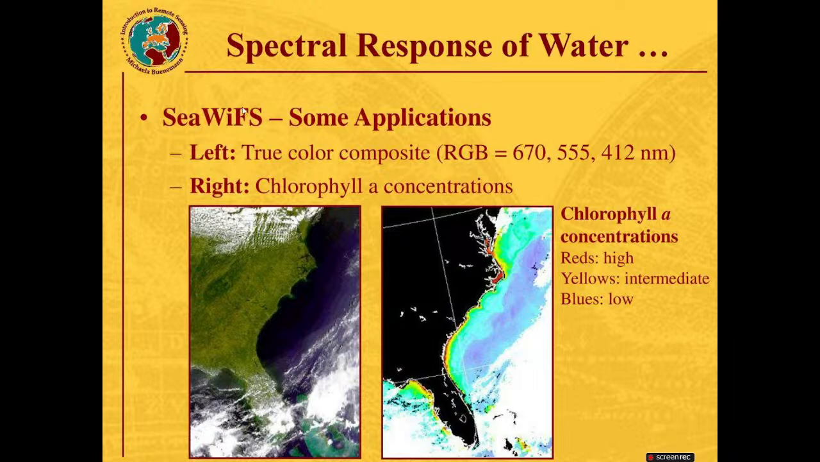So the sensor has some bands. This is the RGB: R is 670, the green band is 555, and blue is 412 nanometer, okay? Then we can get a satellite image that looks like this. From these satellite images, we can easily calculate the chlorophyll A concentration, okay? So here red identifies the high concentration, yellow is the intermediate, and blue is low. And it only works for the ocean.